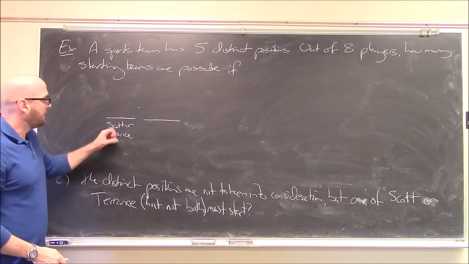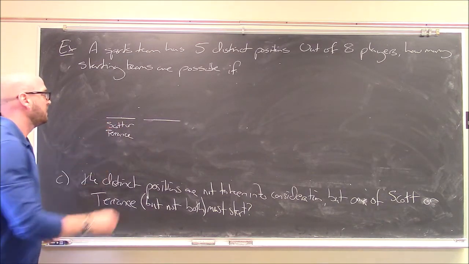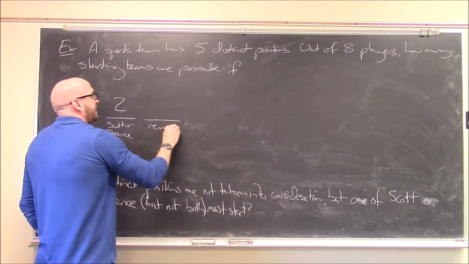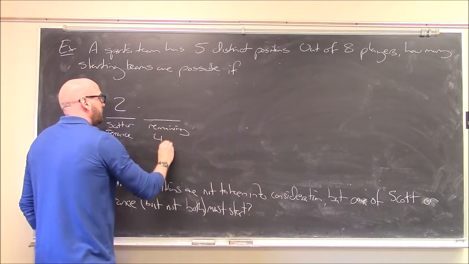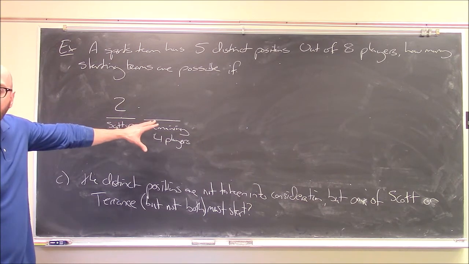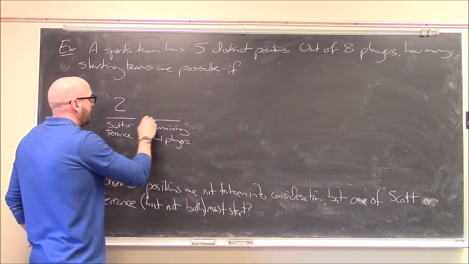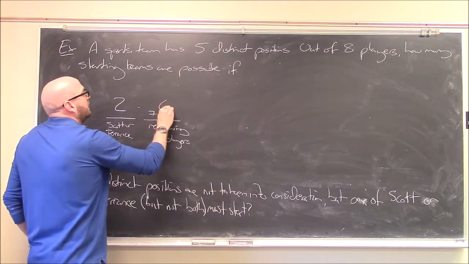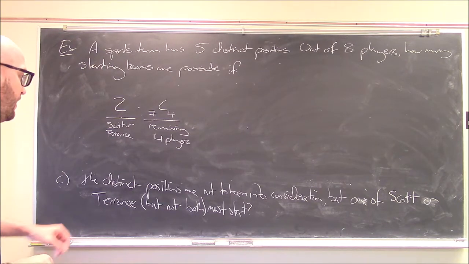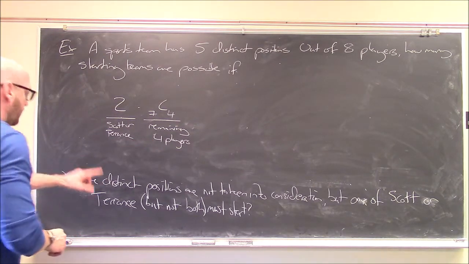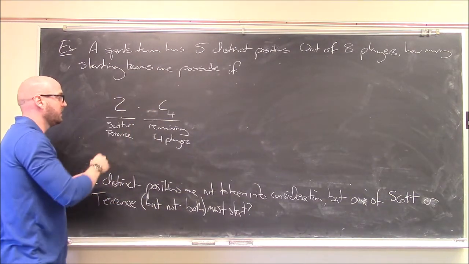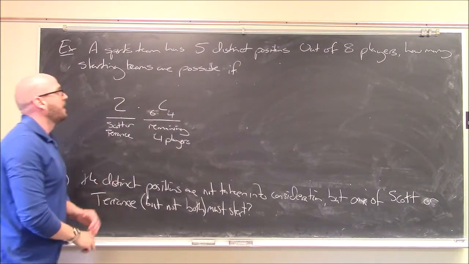So how many different choices do I have for this first event? I've got 2 choices, right? Either Scott or Terrence. So I've got 2 different choices there. And then I choose the remaining 4 players. So the second event, how many different outcomes are possible here? Well, I have 7 players left that I'm choosing 4 of them from. Oh wait. 1 of Scott or Terrence, but not both. So I'm actually not allowed to start both of them. So from my 8 players, I've removed 2. 1 that starts and 1 that's on the bench.